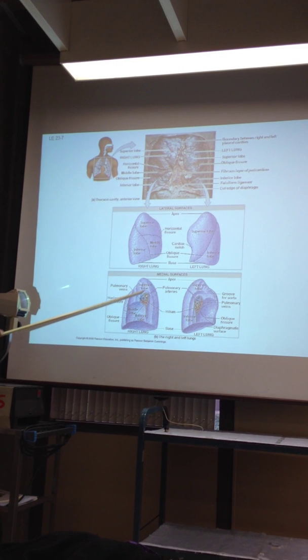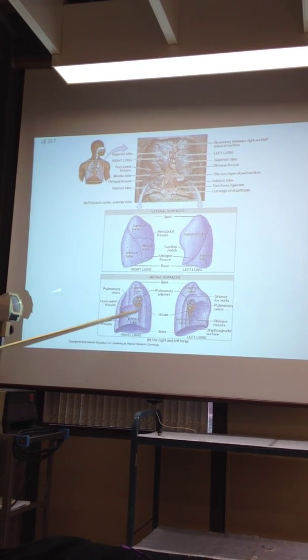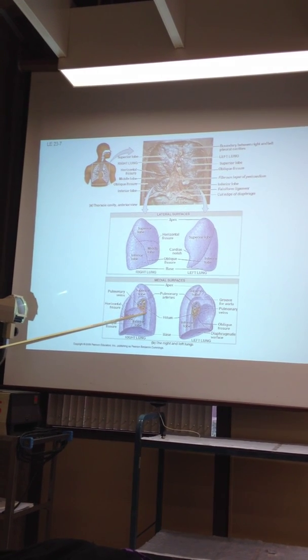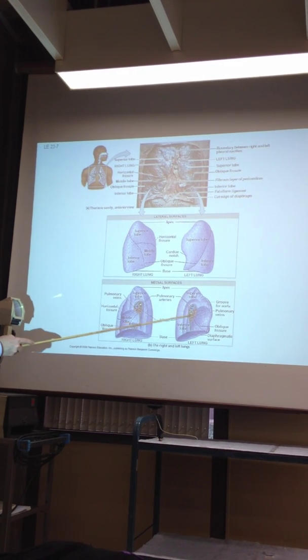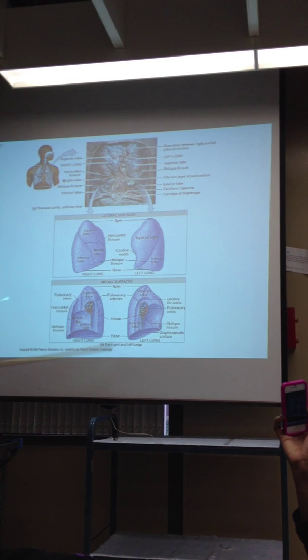Here, where the blood vessels, pulmonary artery, pulmonary veins, where the bronchi enter into the lung, this whole area is known as the hilus or the hilum. That whole area where the things enter in and out, it's called the hilus or the hilum.